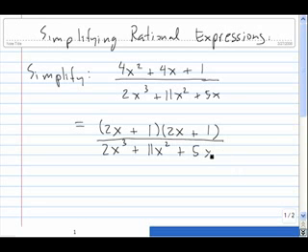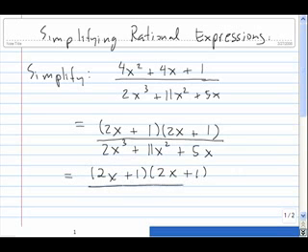Okay, so now we notice here, looking at this denominator, that we have a common factor among all the terms, and that common factor is x to the first power. So we're going to factor that out. So if we factor an x from 2x cubed, we're left with 2x squared. From the 11x squared, we're left with plus 11x. And finally, if we factor an x from 5x, we're left with a plus 5.